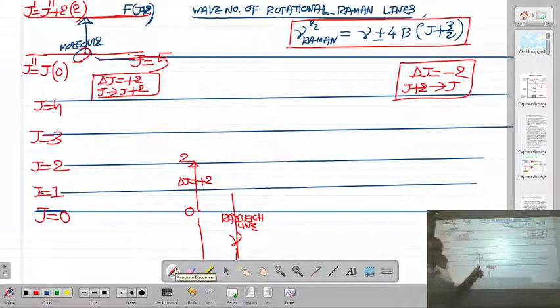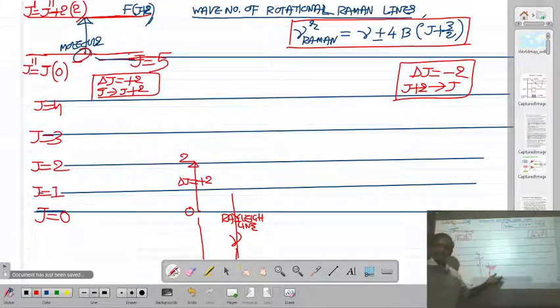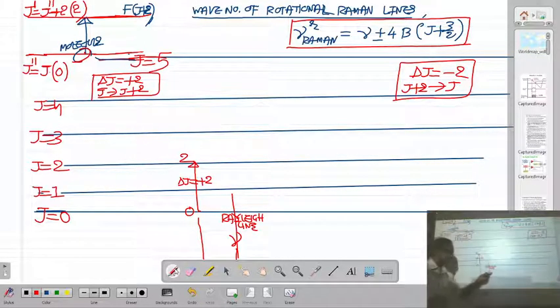Okay, so I have considered one transition. I have shown you a Rayleigh line which corresponds to J' equal to J'' or delta J is 0. The Rayleigh line corresponds to delta J equal to 0, for which the wave number shift is 0. Then I consider the transition of the molecule from the lowest rotational level 0 to the upper rotational level 2. What is the difference of rotational quantum number? 2 minus 0, that is delta plus 2. So that will give the rotational line on the left hand side of the Rayleigh line.